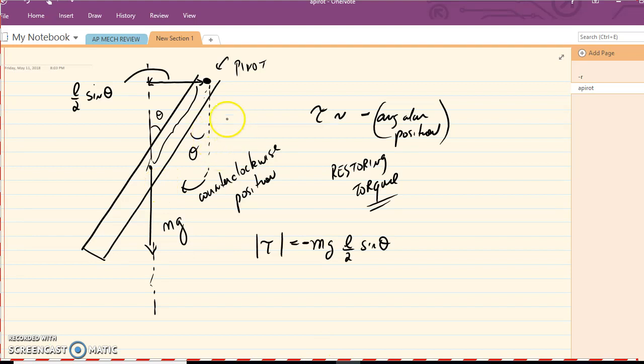But if I was in a negative position, if I was actually over here, and I had a theta measured to the right in a clockwise direction, that would be a negative value. And the sine of a negative value is negative, but the extra negative sign would produce a positive, which would yield a torque in the positive direction. So in general, the magnitude of the torque is mgL/2 sine theta, but the torque itself as a vector is minus mgL/2 sine theta. And that's equivalent to I times the angular acceleration.